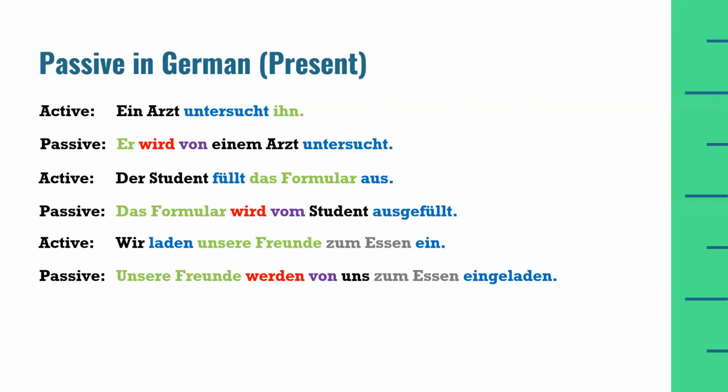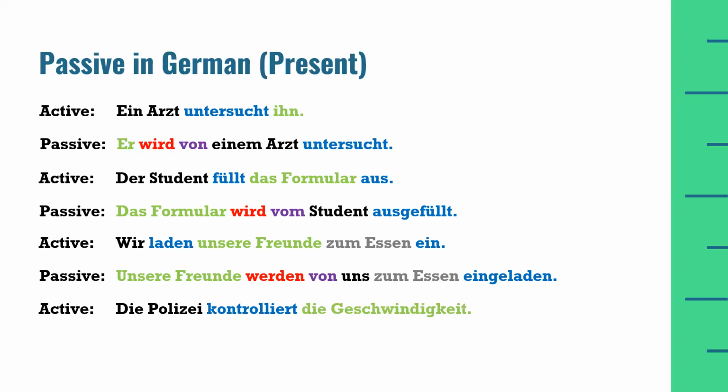Because Freunde is plural, werden will remain werden, then comes von, and because von is a dative preposition, wir in dative case will become uns. So this personal pronoun wir becomes uns, and zum Essen is the additional information in this sentence. We do not change it. So zum Essen remains zum Essen, and at the last position of the sentence, we have used the participle two form of einladen, which is eingeladen.